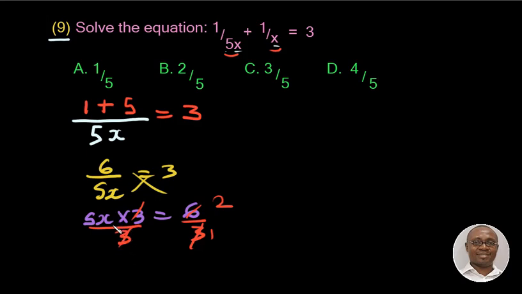So if we go ahead to divide both sides by 5, we end up solving for x, and this is x equal to 2 over 5. So if we look at the answer options, we can see that option B is the right answer.